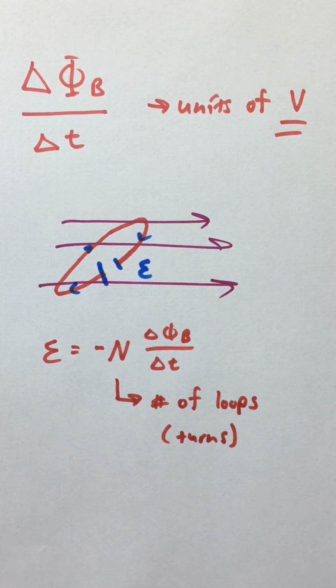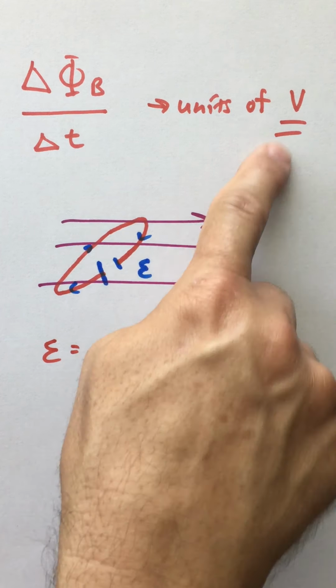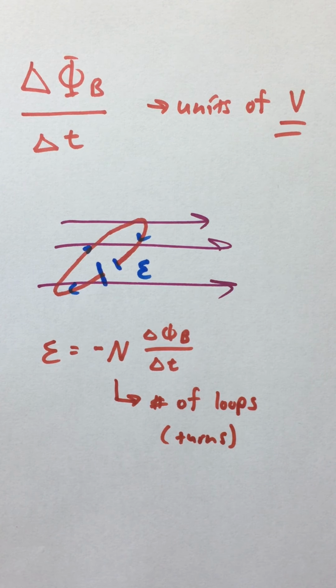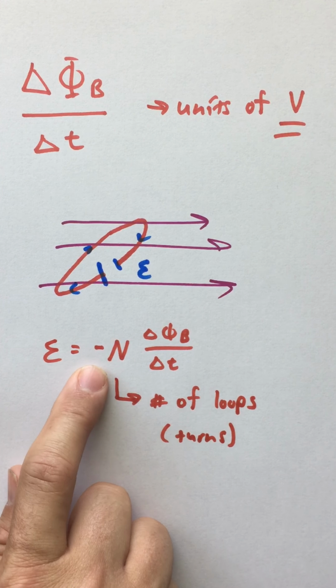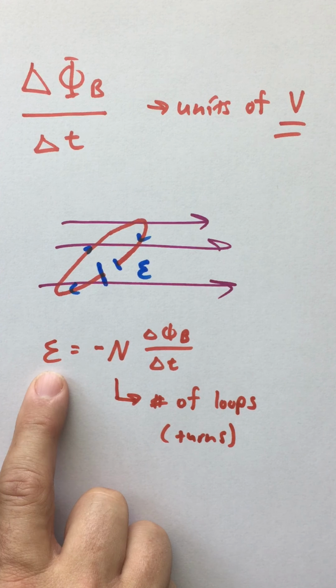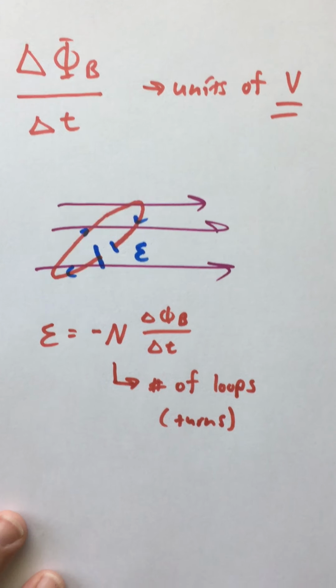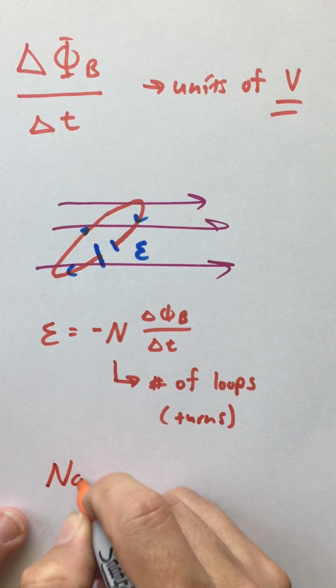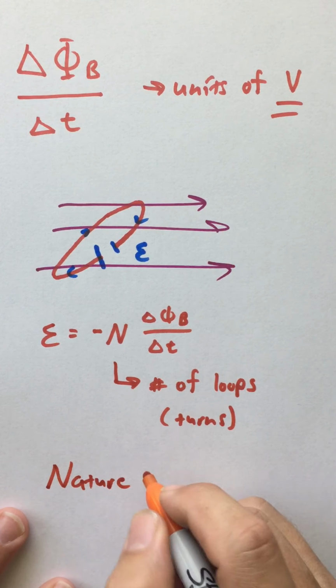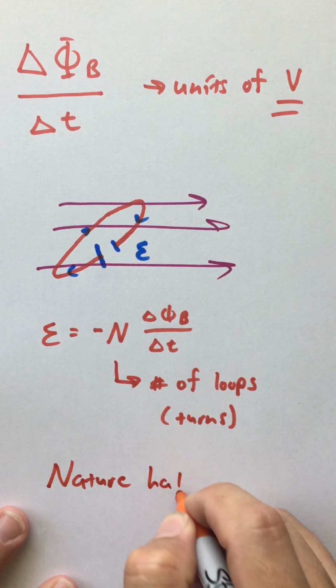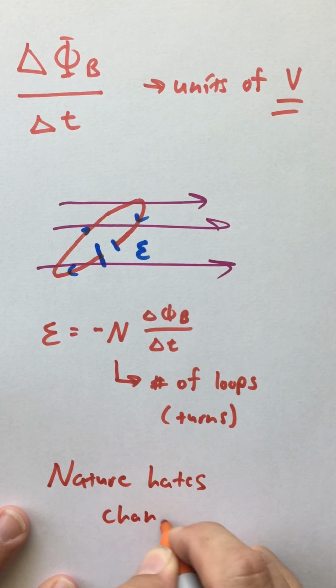Now the negative sign, we got to deal with the negative sign. So we know that negative voltages, negative potentials are no big deal. But what this tells you in this case is that the EMF will be induced such that nature tries to counteract the change in flux. This is definitely not a physical law, but it's a good guiding principle for dealing with stuff like this. The idea that nature hates change.